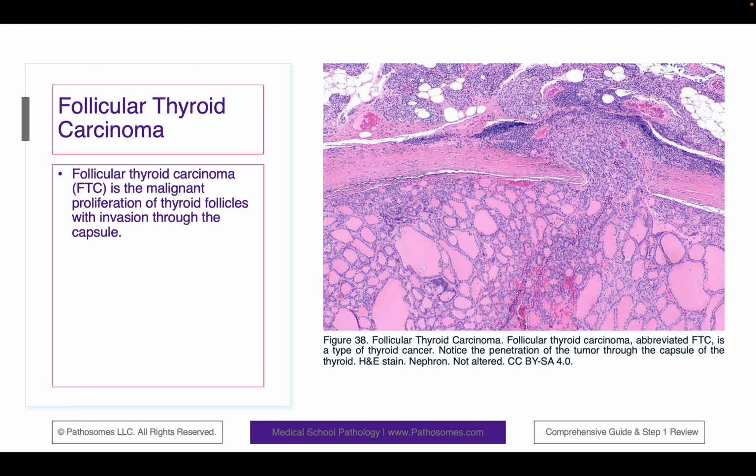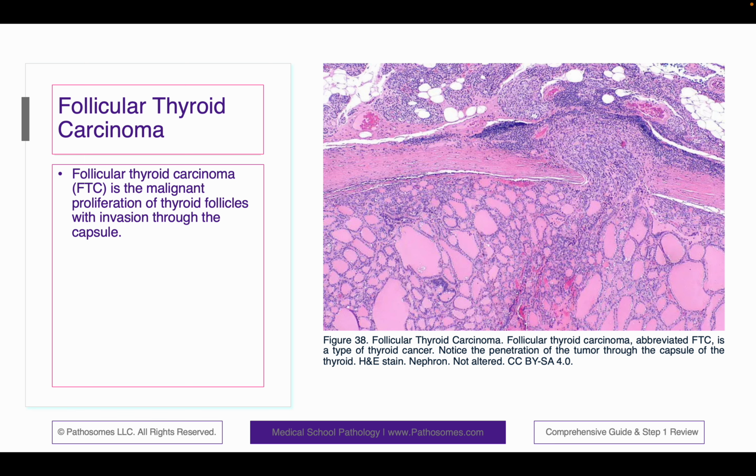Follicular thyroid carcinoma, on the other hand, is the malignant proliferation of thyroid follicles with invasion through the capsule. Now, it's very important to make the distinction between this and an adenoma because, one, they have different prognosis, and two, you will be asked about it for sure.